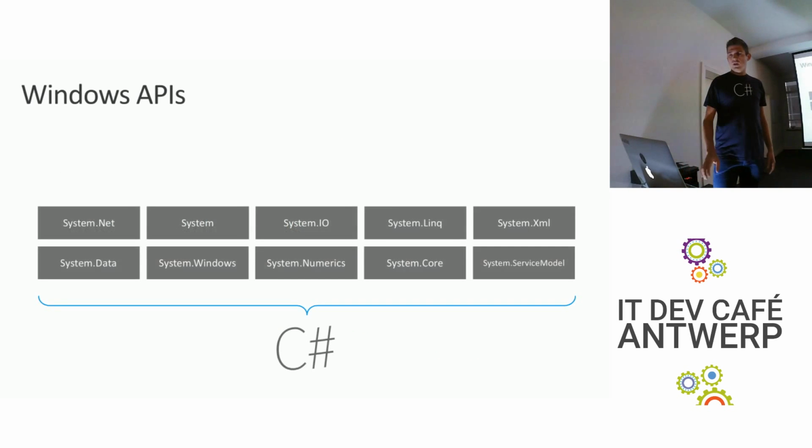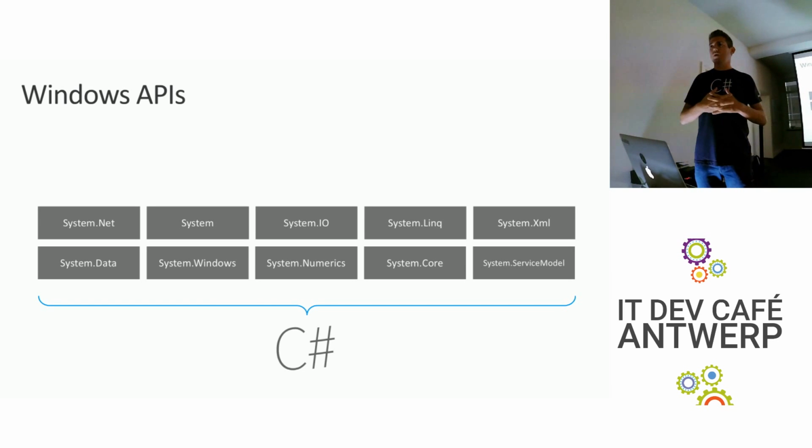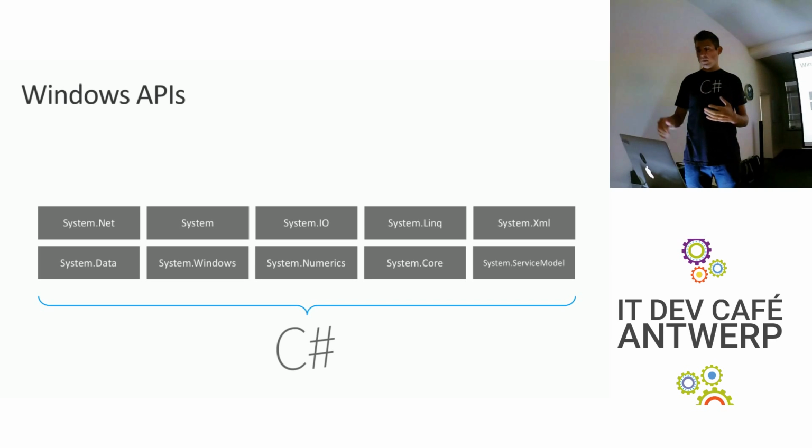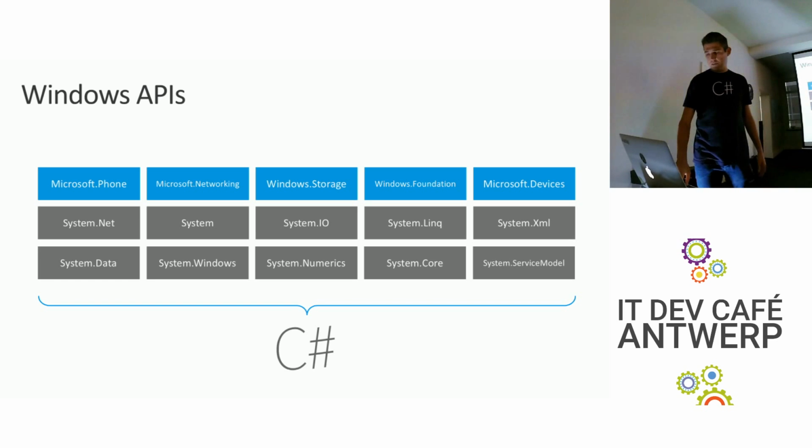Now, how does it work? This is very simple. So Xamarin provides all the C# APIs that you would expect. So system.net, system.xml, LINQ. You can all use those just like you would in a regular C#. And then on top, well, for Windows, obviously, that's normal. They provide you the platform-specific APIs. So the phone, networking, just as you do on the Windows application.